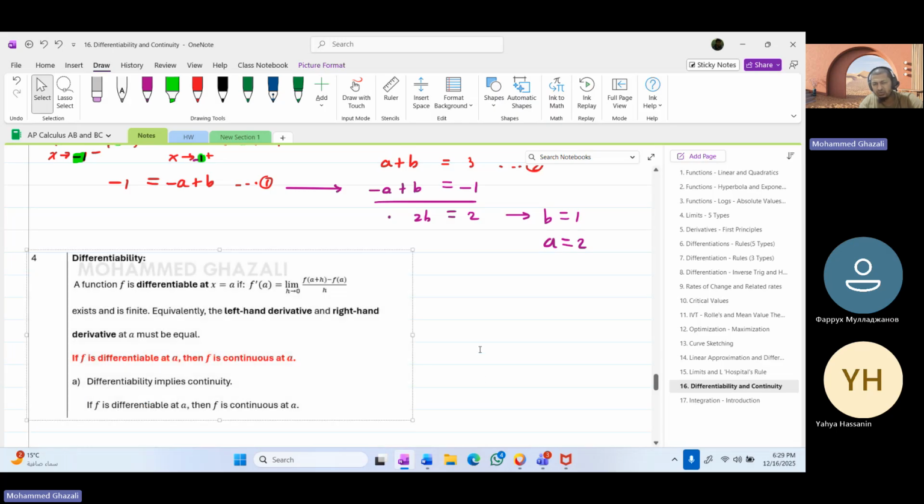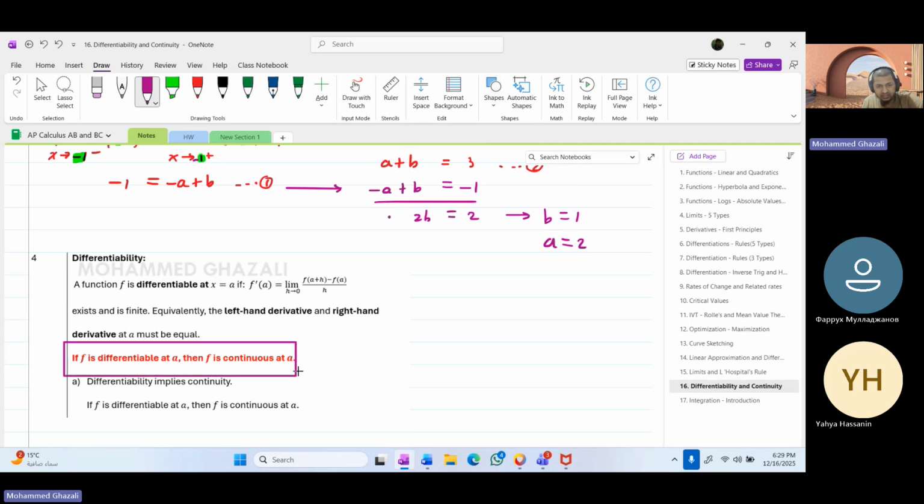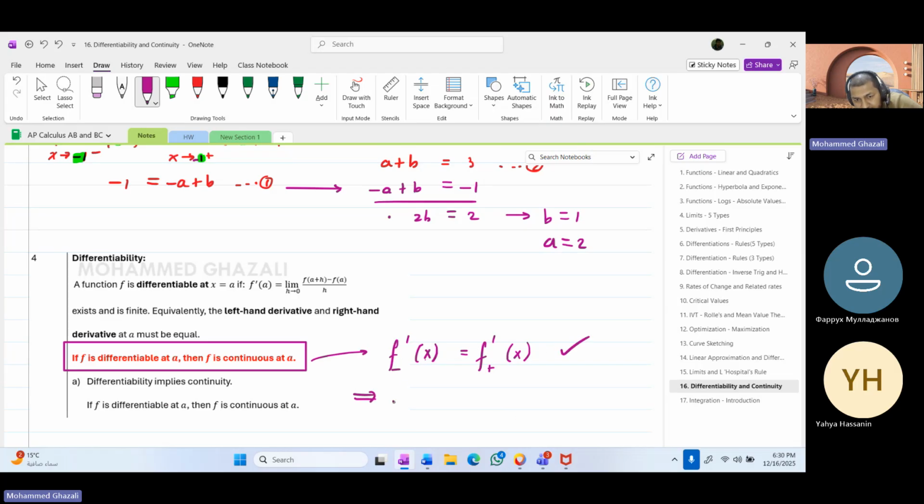I just ran you quickly through differentiability. What's most important here is this important concept: if f is differentiable, what does it mean for a function to be differentiable? It means differentiability from the left must be equal to differentiability from the right. If the function is differentiable, then it is continuous. So if this definition of differentiability holds, then automatically limit as x approaches a of f of x must be equal to f of a. This must hold. It's a direct implication. The reverse is not true.